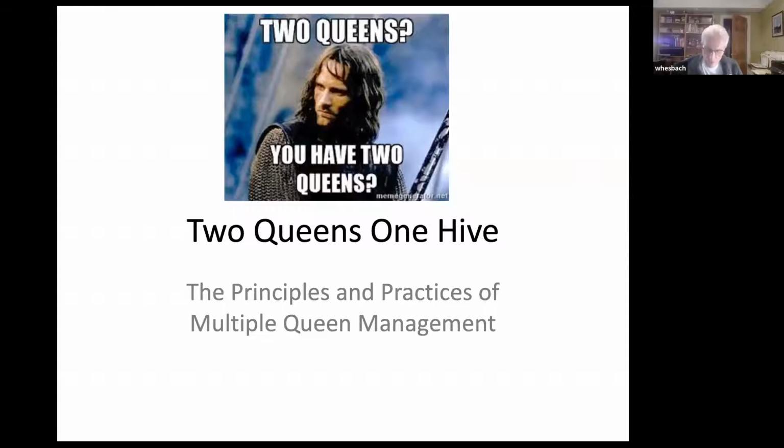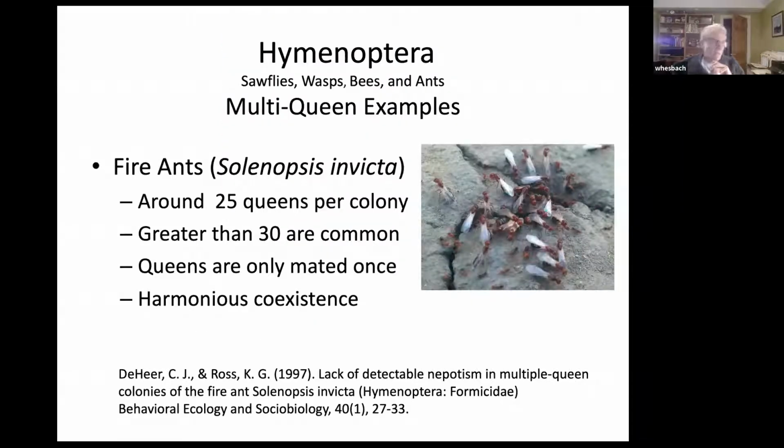And I'll start off by giving you a little history of Hymenoptera and the possibility, and try to explain the possibility that multiple queen examples exist in Hymenoptera, which of course are sawflies, wasps, bees. Honeybees is what we particularly are interested in, bumblebees, of course, and ants. And so since they belong to the same order, there's many examples in Hymenoptera where there are multiple queens.